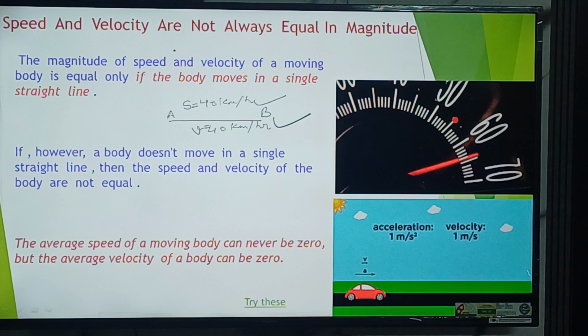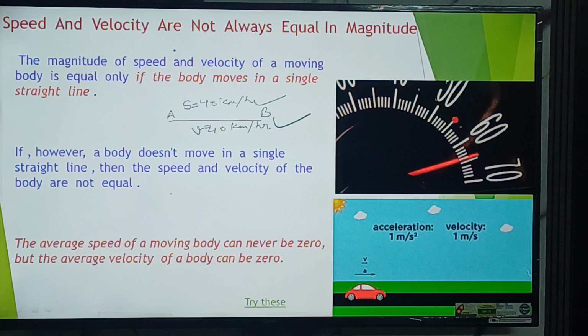Now let us come to the second point. If a body does not move in a single straight line, then the speed and velocity of the body are not equal. Suppose the body is not moving along a straight line. What I have told you is, if a body is moving along a straight line, in that case speed and velocity both will remain the same, because both are along a particular direction.